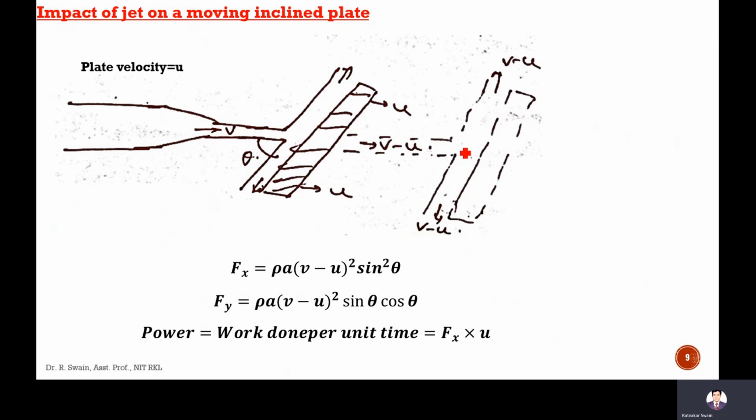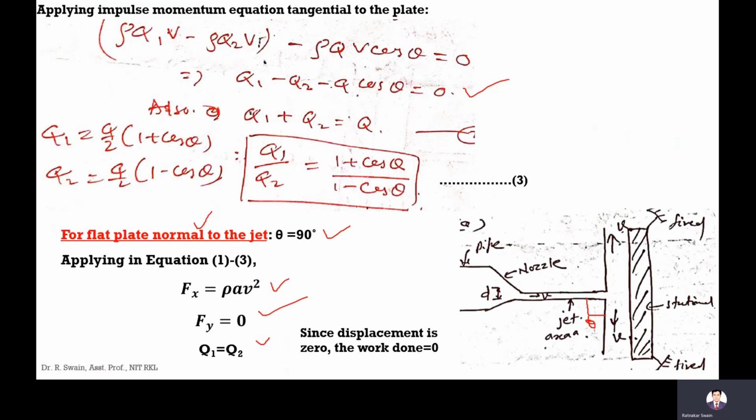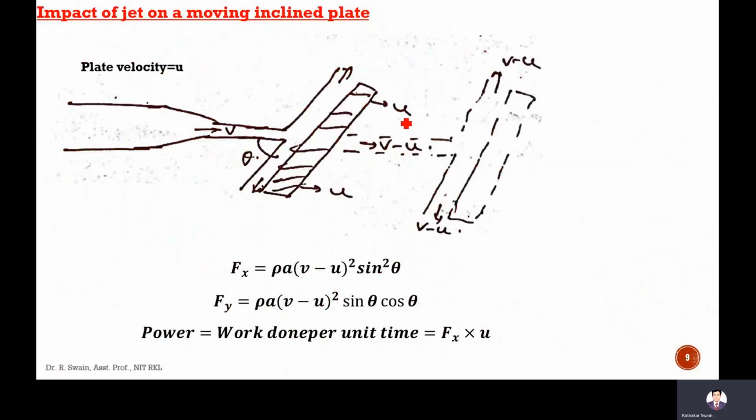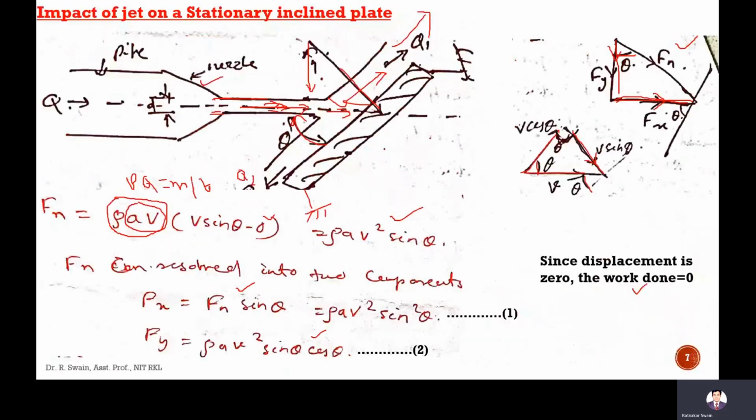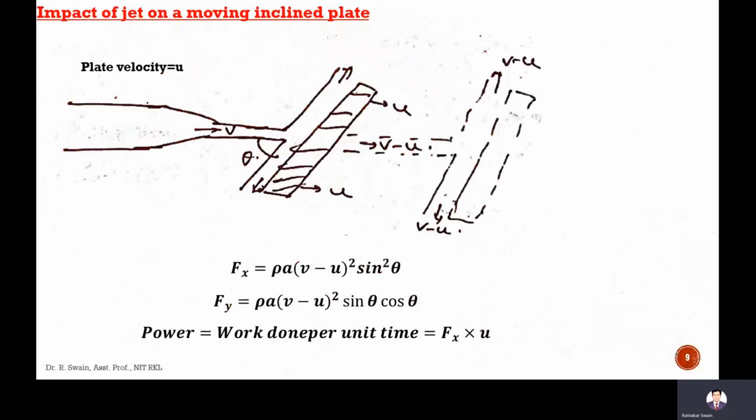Next case, if the plate is moving, the plate is not stationary like here. If the plate is moving at velocity u, then we can write all the equations. It is the same derivation, but here, instead of the 0 we considered for the plate velocity, we have considered u.